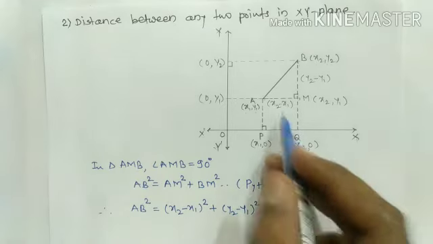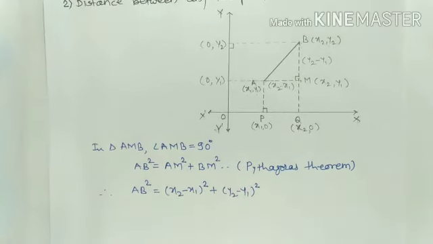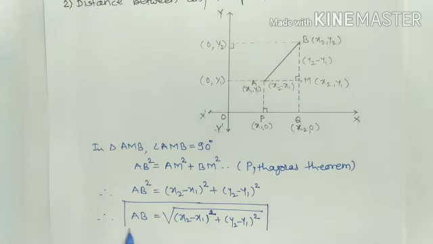How this came, we have given the explanation earlier. And now, therefore, AB equals, taking the square root, under root x2 minus x1 bracket square plus y2 minus y1 bracket square. This formula is known as the distance formula. We can use this formula to find the distance between any two points in the xy plane.